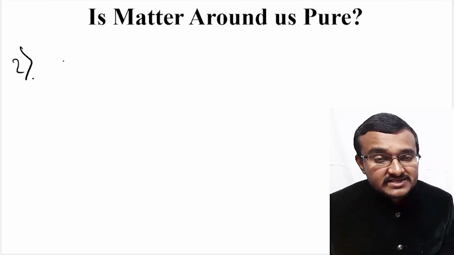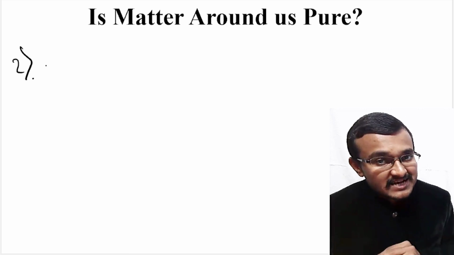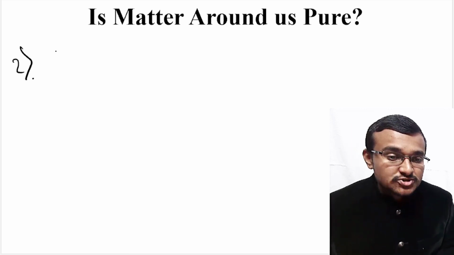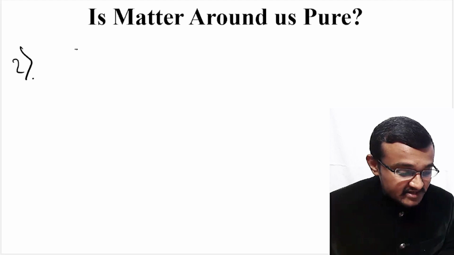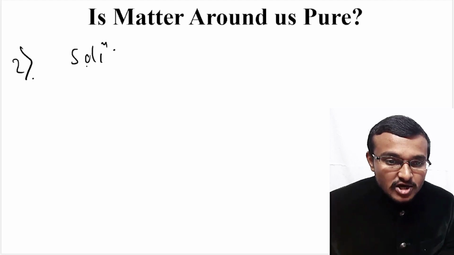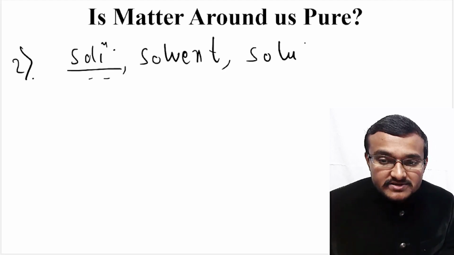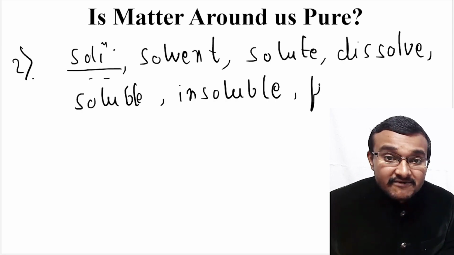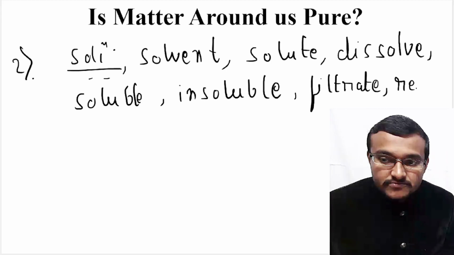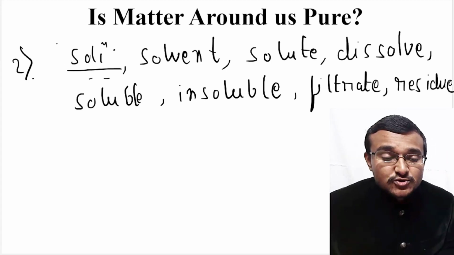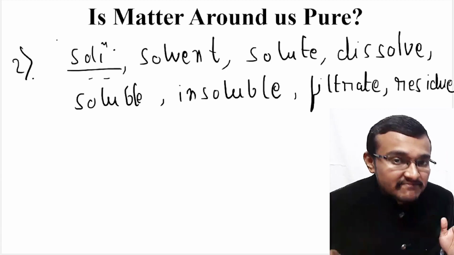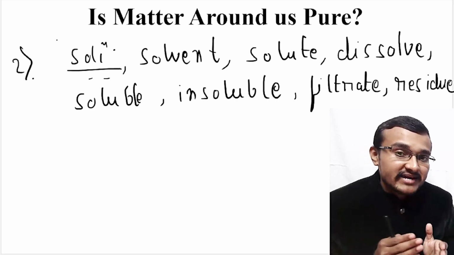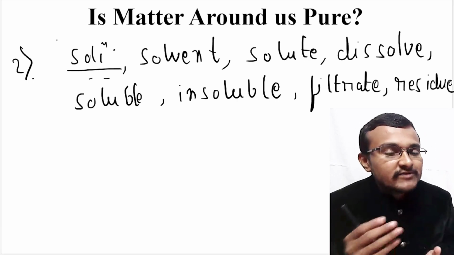So second question in this particular exercise. Here you should actually describe the procedure to make tea. Here you should use the words solution, solvent, solute, dissolve, soluble, insoluble, filtrate, residue. So using these particular words, you should actually describe the steps involved in making tea. So how will you actually explain this?